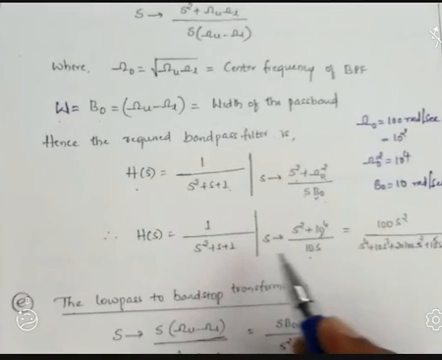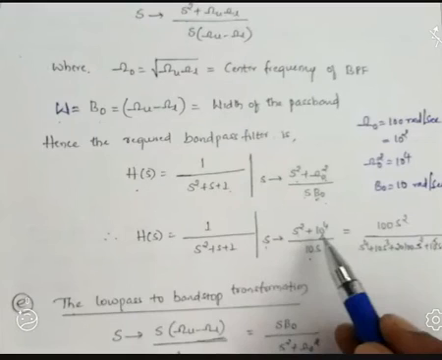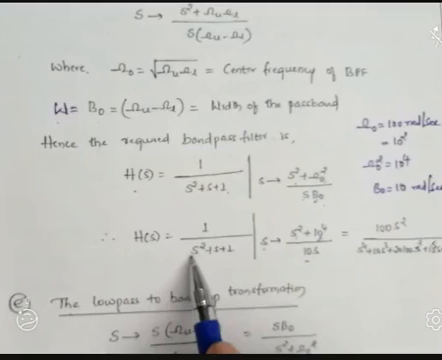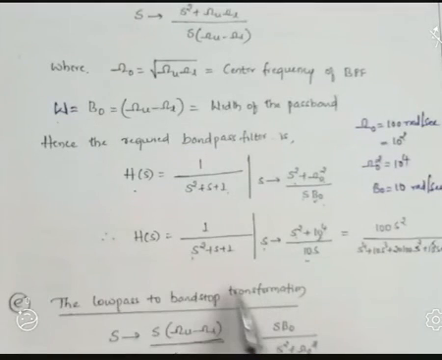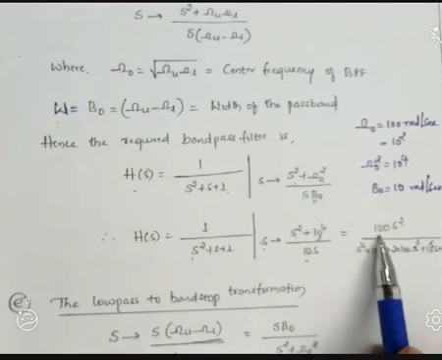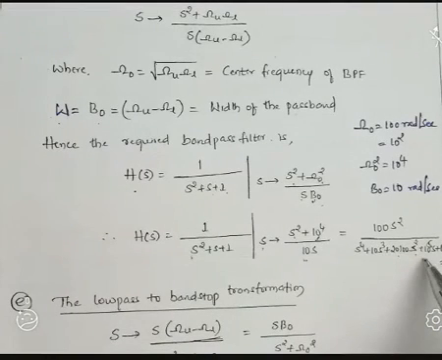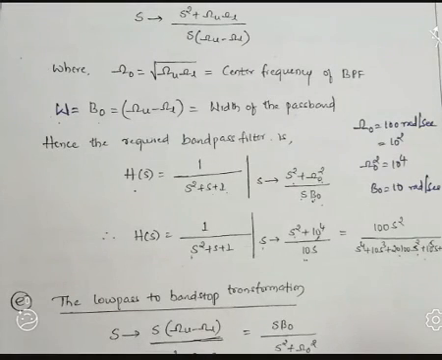So wherever s is there, that is replaced by (s square plus 10 to the power 4) divided by 10s. In this expression, substitute s and then plus 1. Do the simplification, and you will get the answer as 100 s square divided by s to the power 4 plus 10 s cube plus 20,100 s square plus 10 to the power 5 s plus 10 to the power 8. This is the answer for this case.